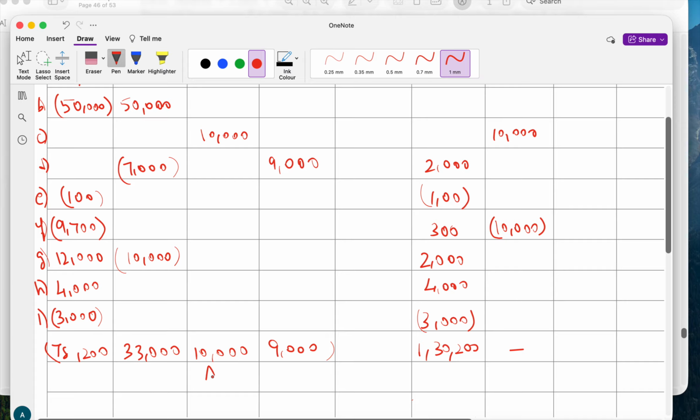So all these are assets. So total coming up to 1,30,200. This side, this is capital, no liabilities. So again this is also 1,30,200. Both the sides it's equal. Okay. So the accounting equation is balanced.